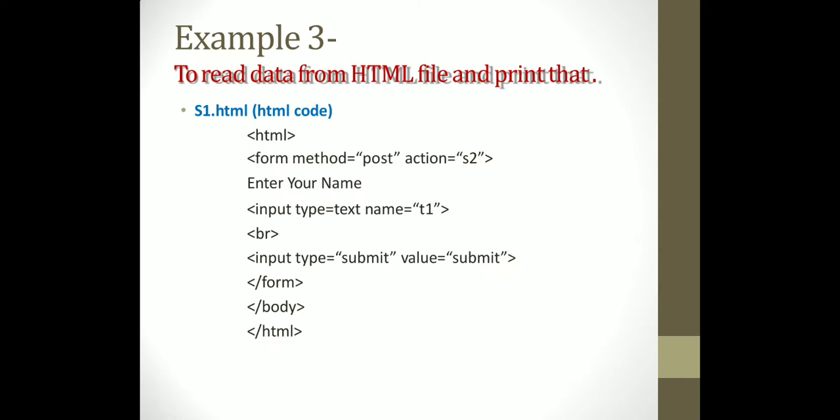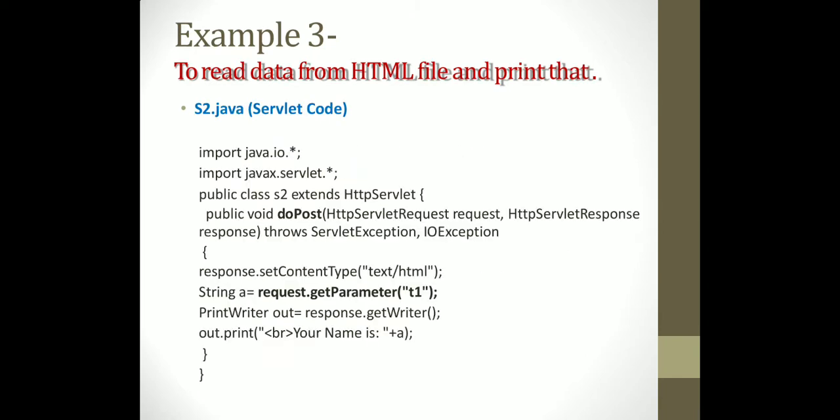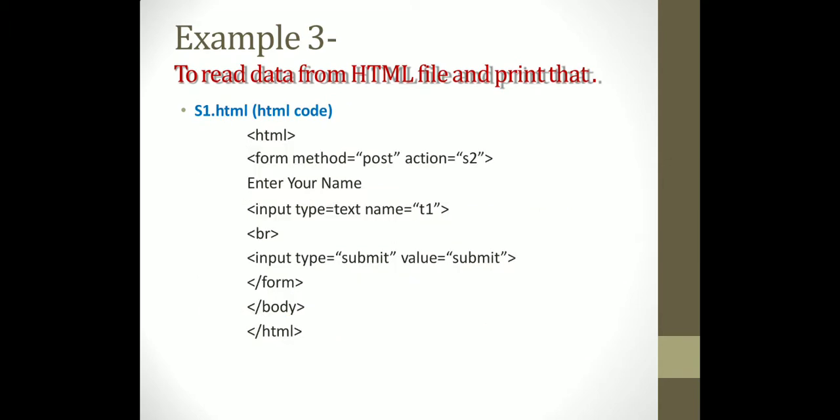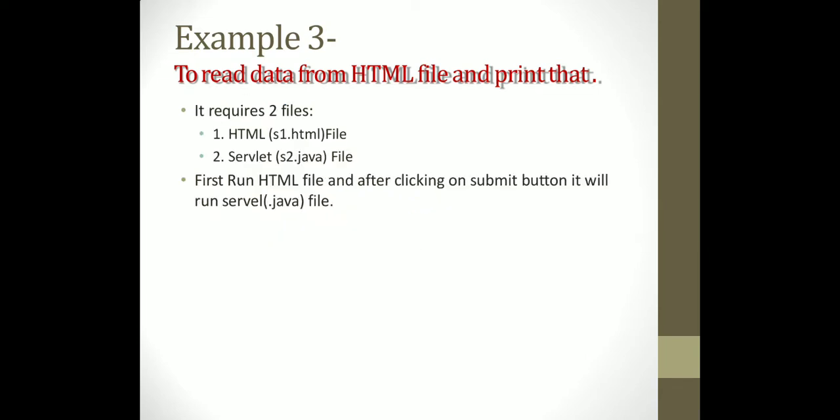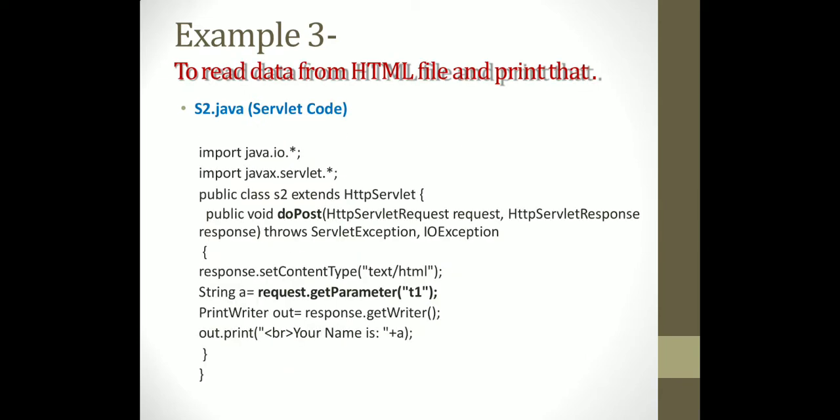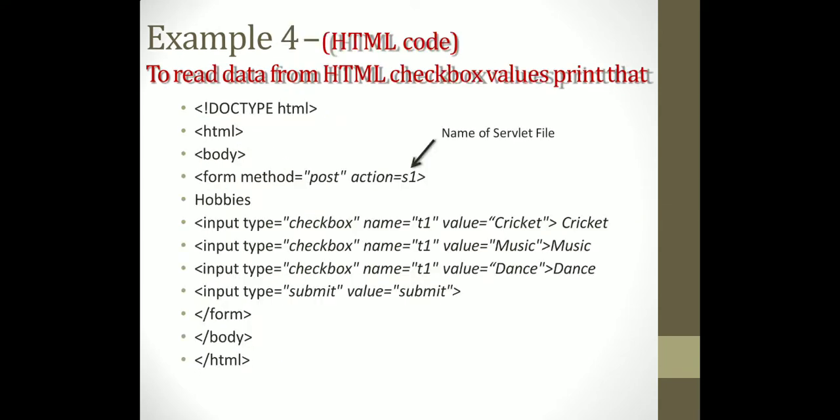In this example, the HTML file's code is given, and the servlet code is also given here. We have used the doPost method and the request getParameter method. Here t1 we have used as the text name, which we have used here as well, for getParameter.